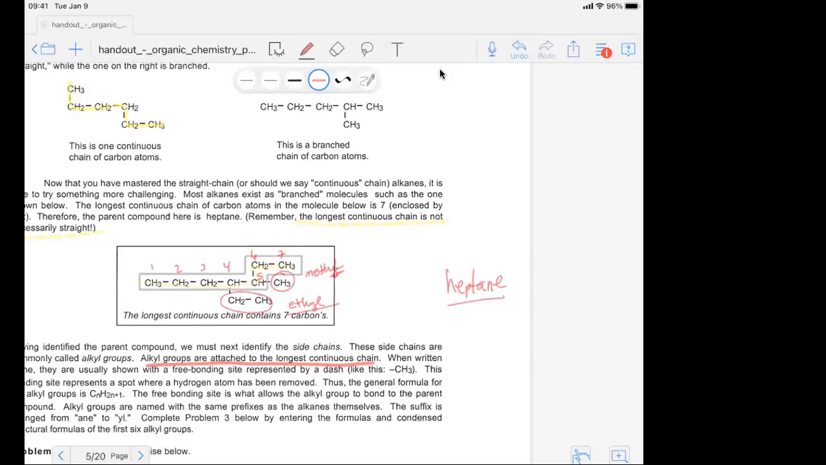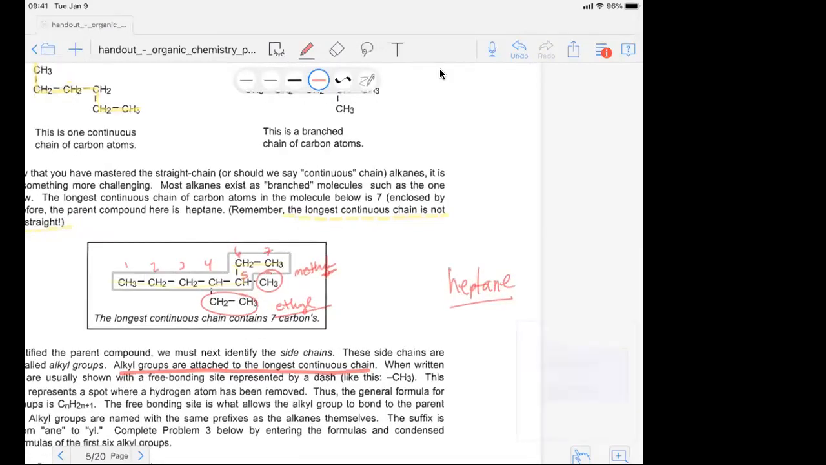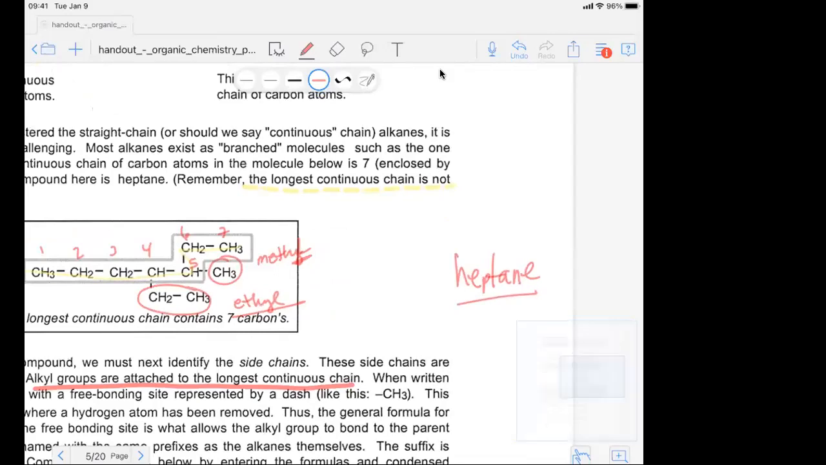So again, all of these names are instructions that describe what it's made of. Eth means 2, yl means branch. So you have a branch that has 2 carbons in it. You have to put these names in alphabetical order in front of the parent name. So I've got ethyl comes first, and then methyl comes second.